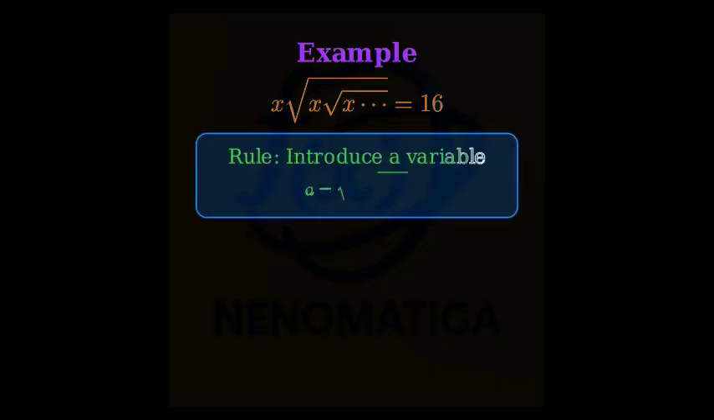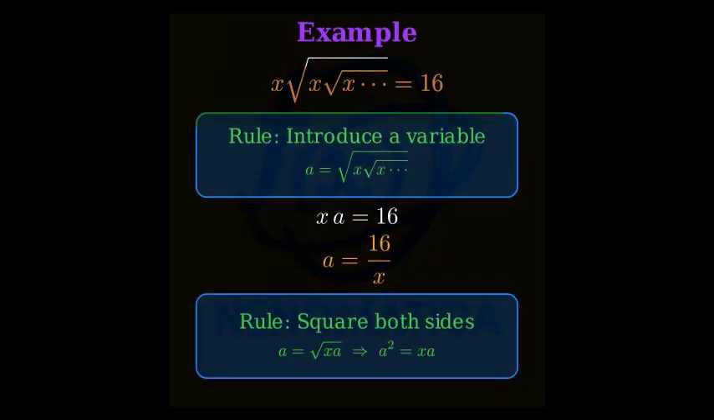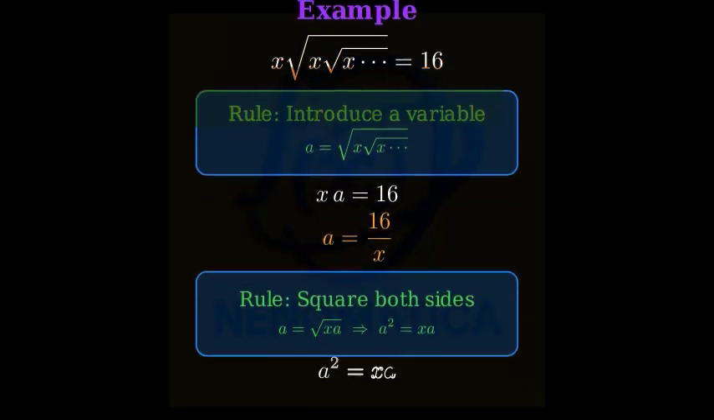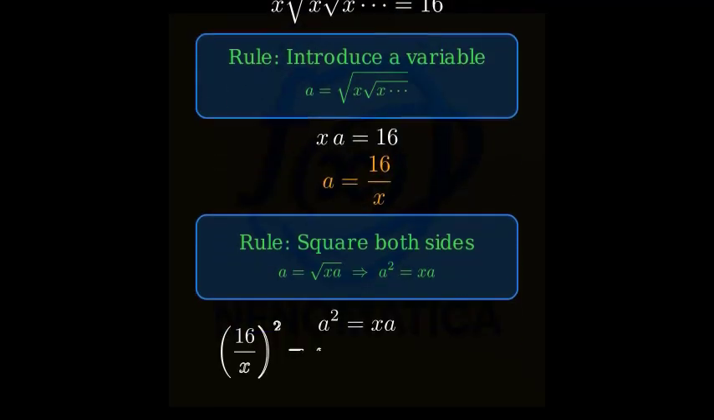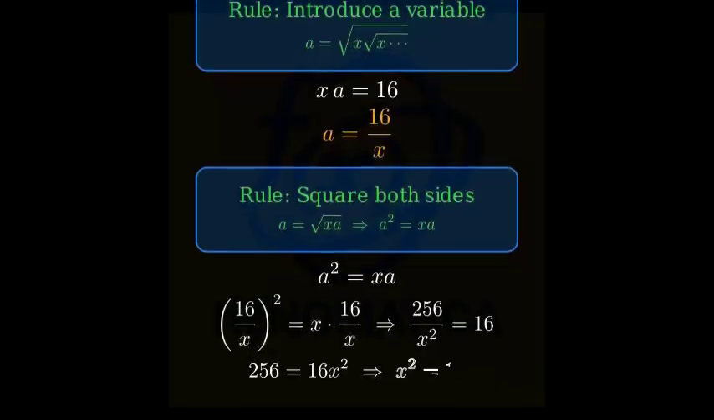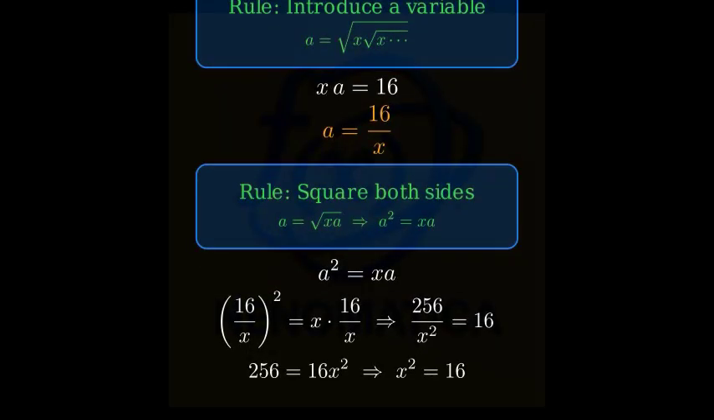This turns the original equation into x times a equals 16. So, a equals 16 over x. But the definition of a says a equals the square root of x times a. We square both sides to get a squared equals xa. Now substitute a equals 16 over x and solve for x. Finally, because the nested radical is positive, we take the positive root x equals 4.